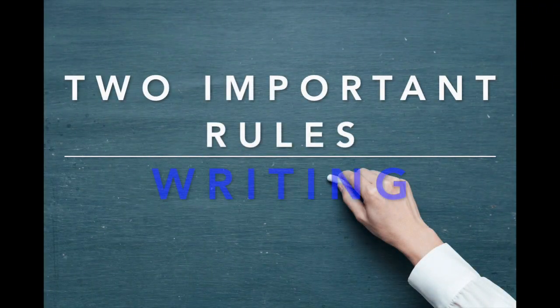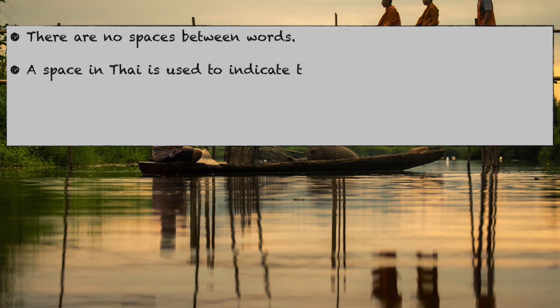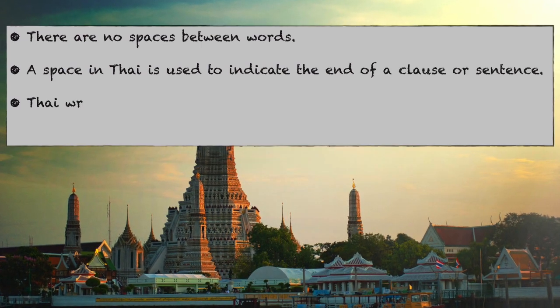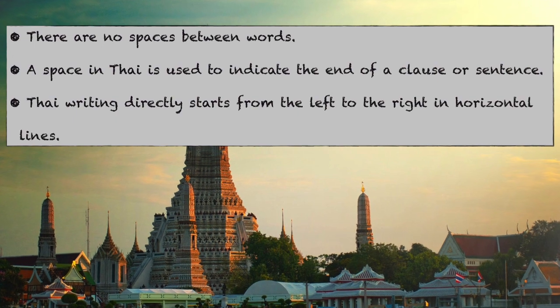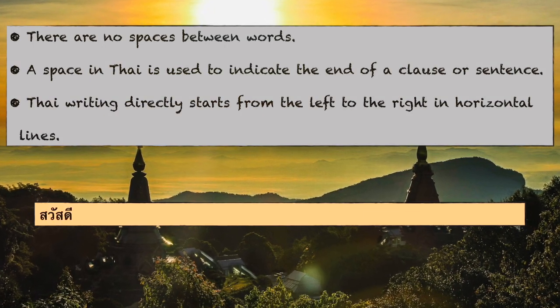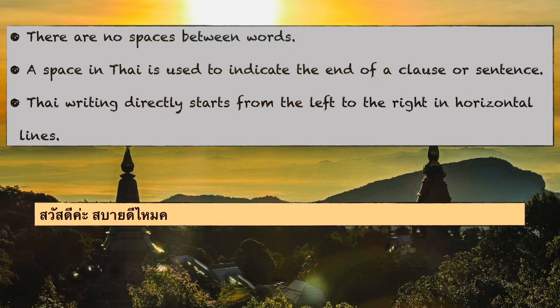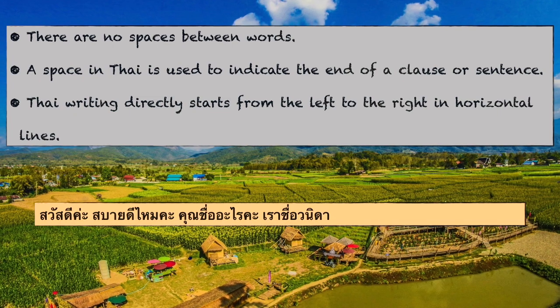Before leaping to the lesson on how to read and write Thai alphabets, there are two important rules that you need to know about writing. There are no spaces in Thai. A space in Thai is used to indicate the end of a clause or sentence. Thai writing starts from the left to the right in horizontal lines. And over here, I'm showing you Thai writing separating a clause and sentence by a space.